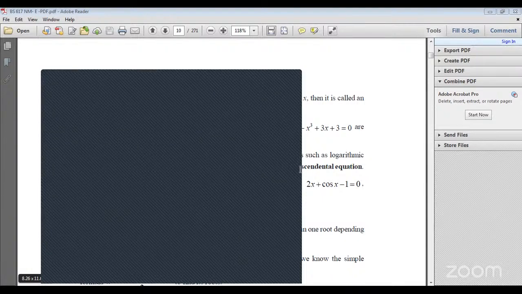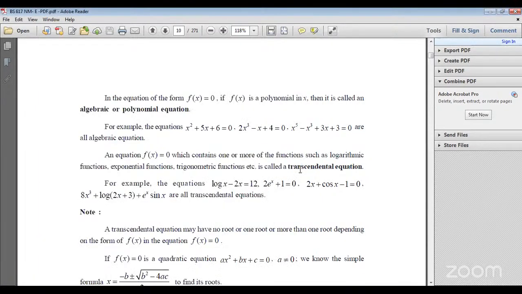See here, for example, the equation x square plus 5x plus 6 equals 0, 2x cube minus x plus 4 equals 0, x power 5 minus x cube plus 3x plus 3 equals 0. All of these are algebraic equations. An equation f(x) containing one or more algebraic functions, exponential functions, or trigonometric functions is called a transcendental equation.